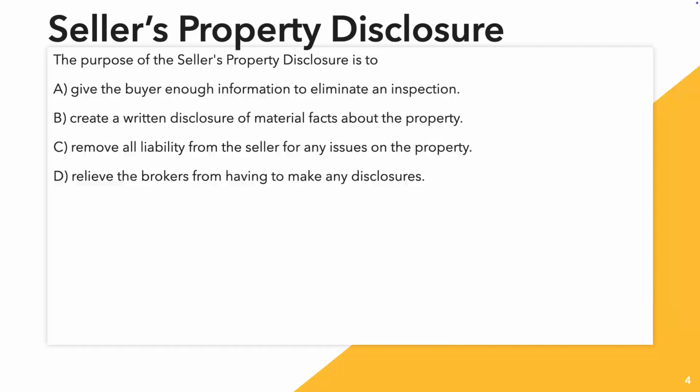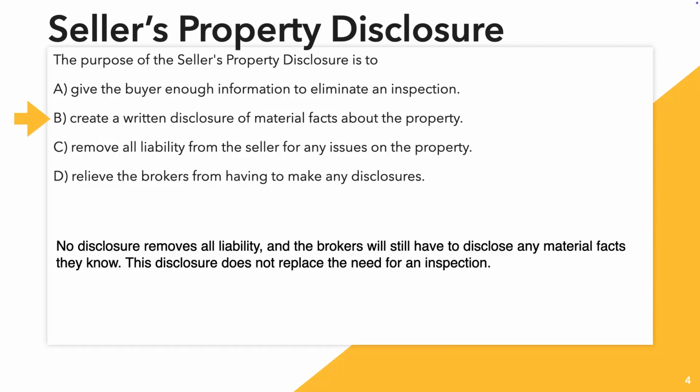Your second question: the purpose of the seller's property disclosure is to... B, right? Create written disclosure of material facts about the property. No disclosure removes all liability, and brokers will still have to disclose any material facts that we actually know. The disclosure does not replace the need for an inspection.